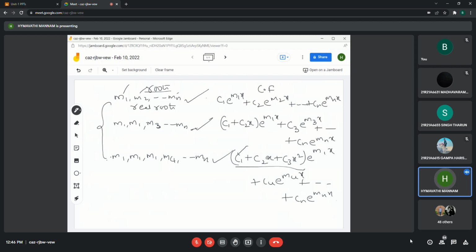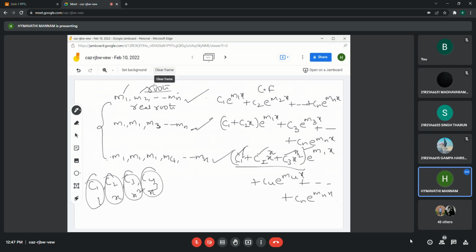If it is three times repeated, you take constants c1, c2, c3 along with the terms 1, x, and x square. If it is four times repeated, you take four arbitrary constants c1, c2, c3, c4 along with 1, x, x square and x cube, into e power m1x. The remaining real and different roots take only a single arbitrary constant along with the exponential power. This is for the real roots.